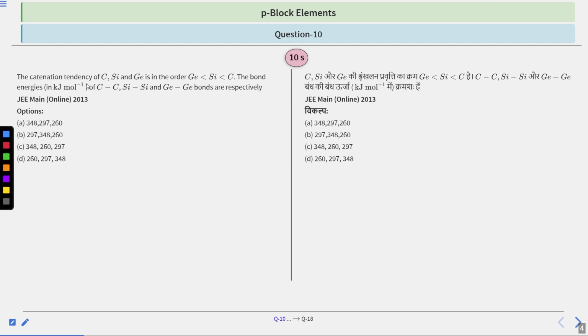The catenation tendency of carbon, silicon, and germanium is in the order: the most is for carbon, then silicon, and then the lowest is for germanium. The bond energies in kilojoule per mole of carbon, silicon, and germanium bonds are respectively. So we have to find out the bond energies of these three bonds. It is given that the catenation tendency order for these three elements is this.